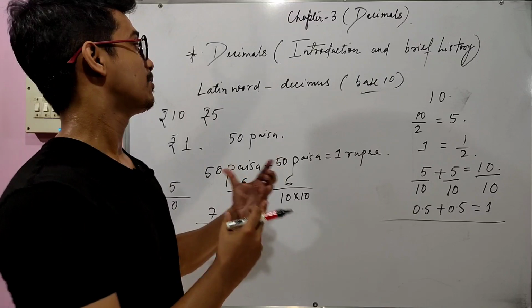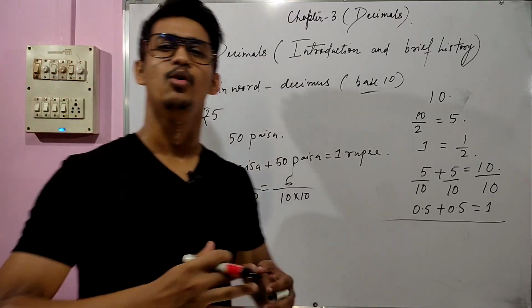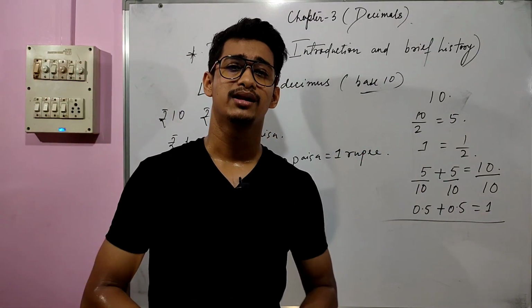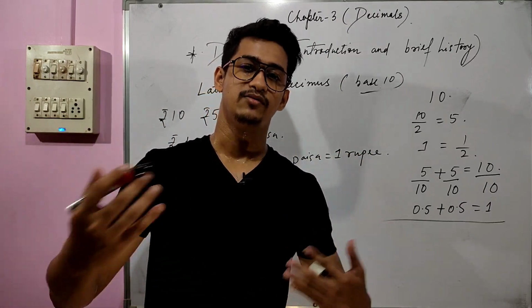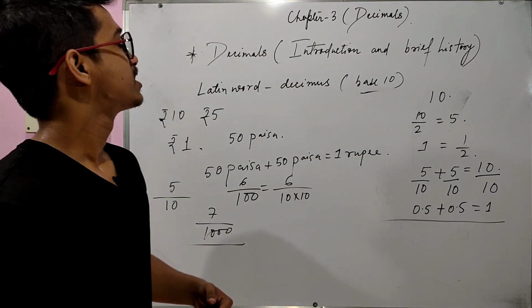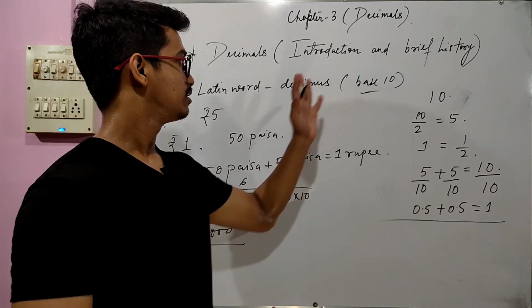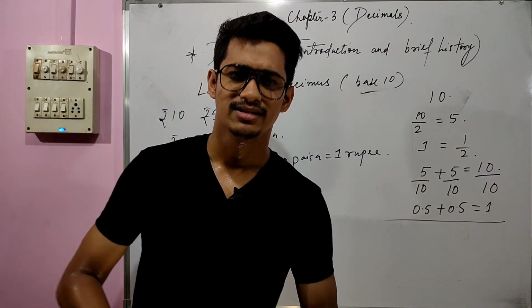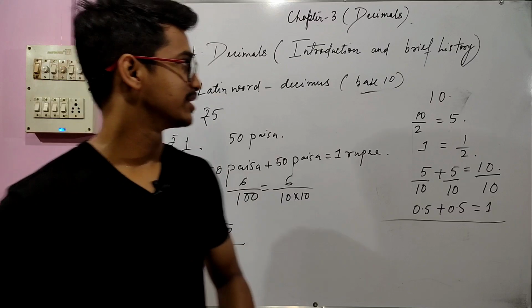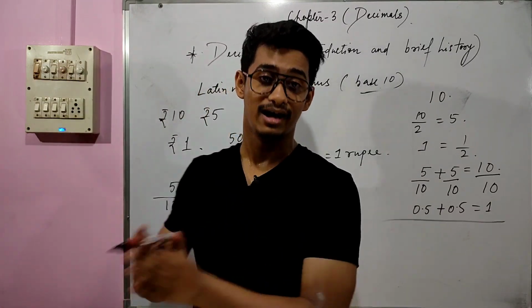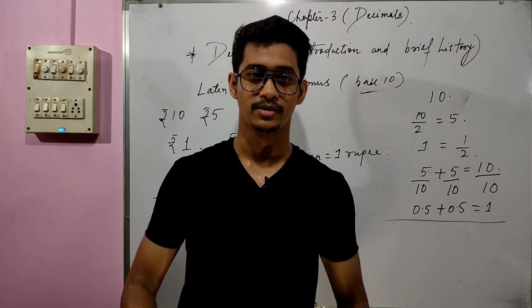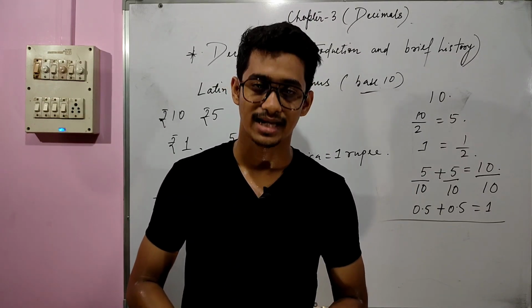So this is all about the history, and some more history is also there, but I can't share all of the things because the video will be long enough. So let's just keep it short. That is the introduction and some brief history about decimals. After that we will discuss what tenths, hundredths and thousandths are. So let's just continue with that concept only.